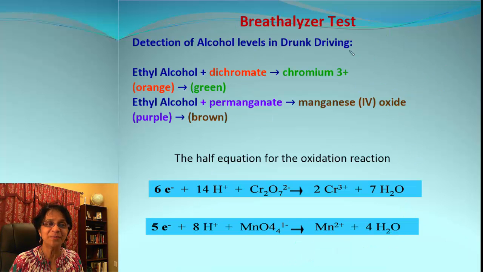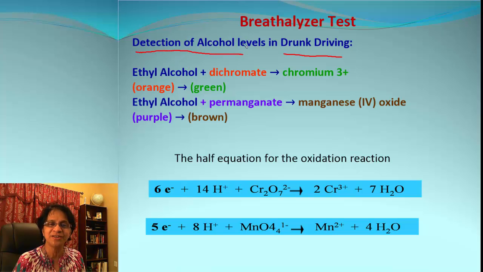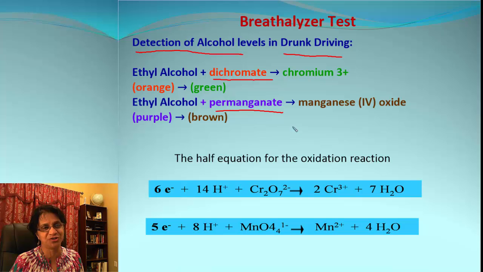Alright, let's talk about the breathalyzer test. This is a direct connection of oxidation reaction of alcohols with a real life situation. So if there is drunk driving and if there is a suspicion about alcohol consumption, then this is an easy way to detect if a person is under the influence of alcohol or not. So typically a person is asked to breathe into an analyzer which contains either dichromate or permanganate solution.